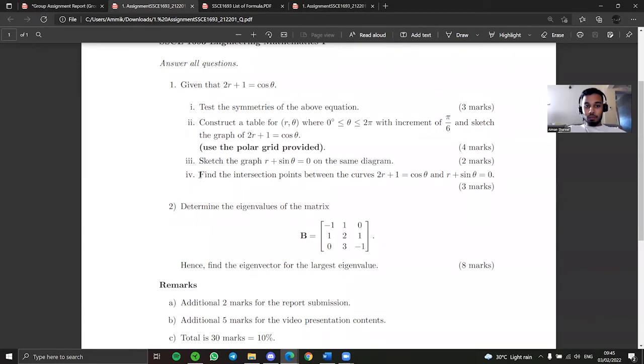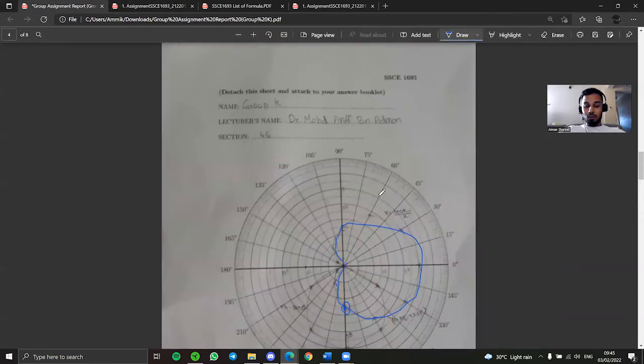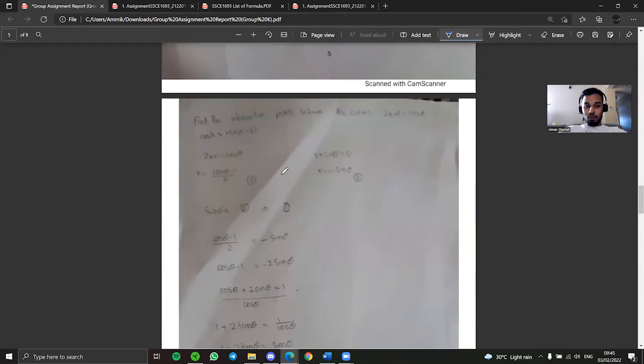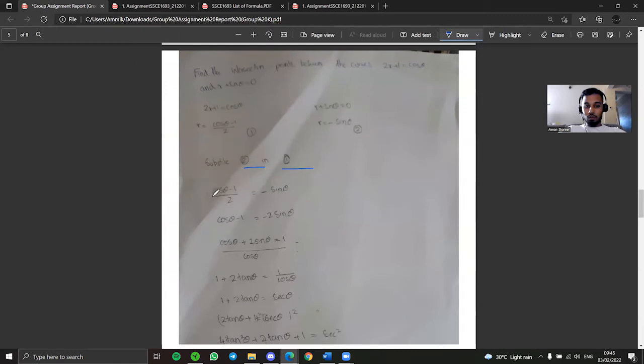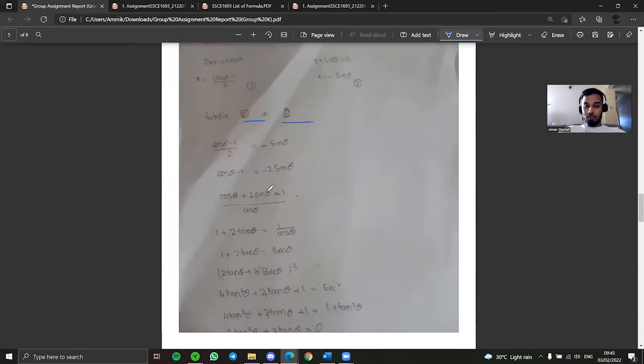The other part is to find the intersection points between the curves 2r plus 1 equals cos theta and r plus sine theta equals 0. In order to do that, we need to substitute equation 2 into equation 1. So cos theta minus 1 over 2 equals minus sine theta.